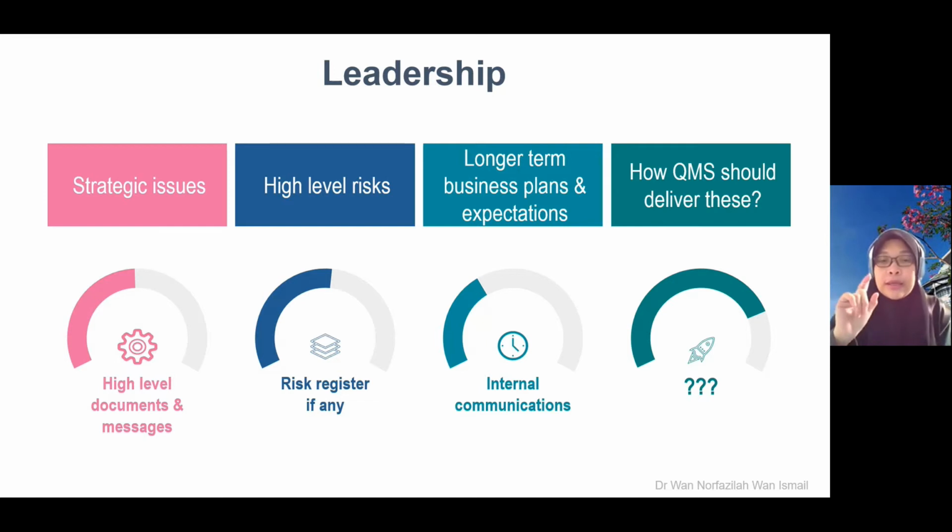So does this leader communicate to their employees to implement ISO 9001? Ada strategi issue ke tak? Leader kena come out dengan business plan. Okay, what is the expectation semua? So involve everybody. Okay.